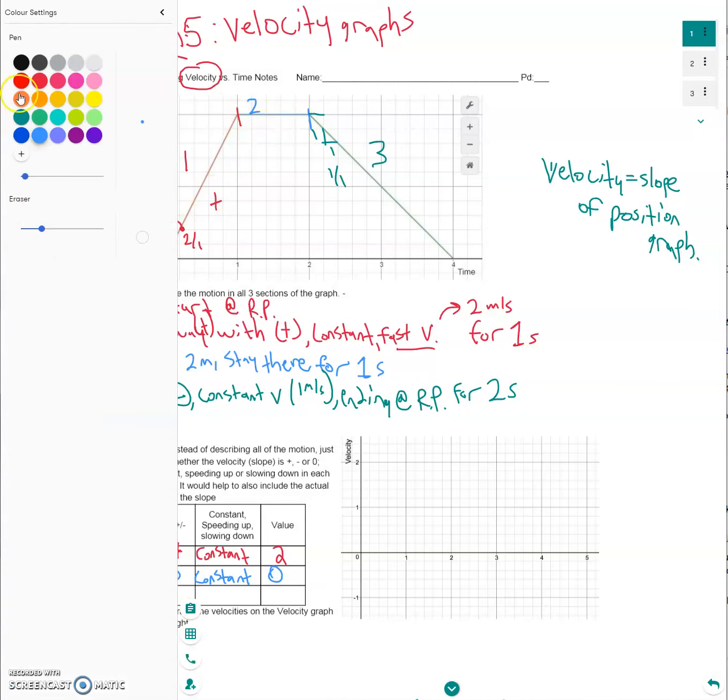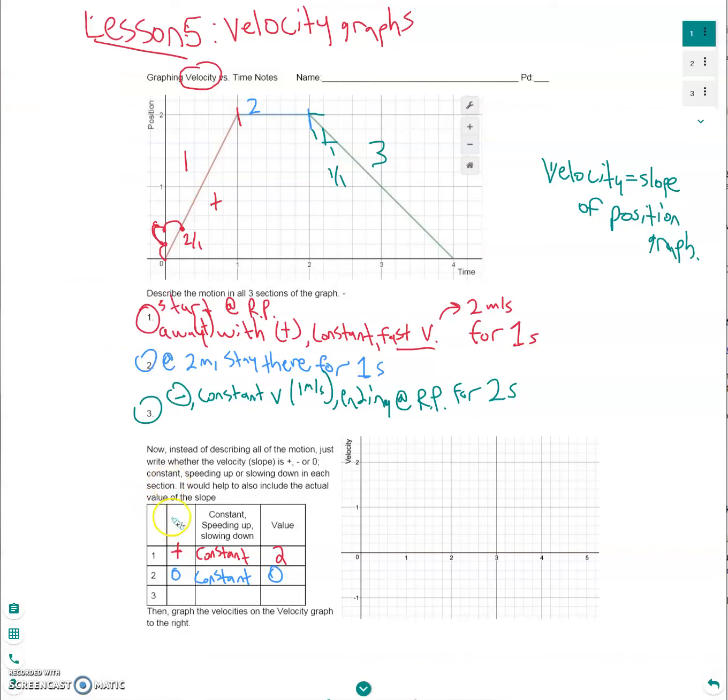Okay, so let's change back to green here, and we'll do that. Is this line pointing up or down? It's pointing down, so that means it has a negative slope. Is the slope constant? Yes. Remember, speeding up and slowing down will always be a curve on the position graph. What's the value of this slope? We went down 1 over 1, so it's -1.